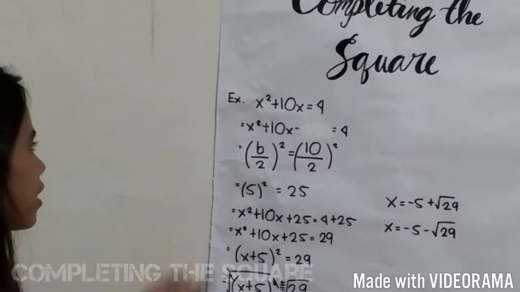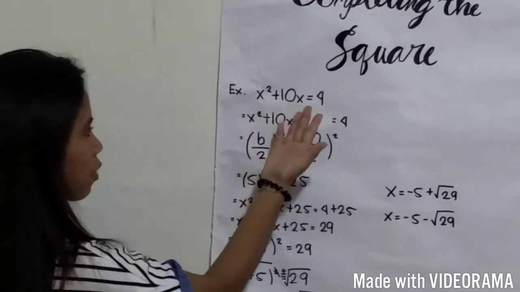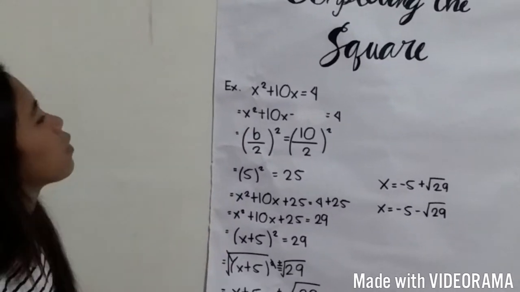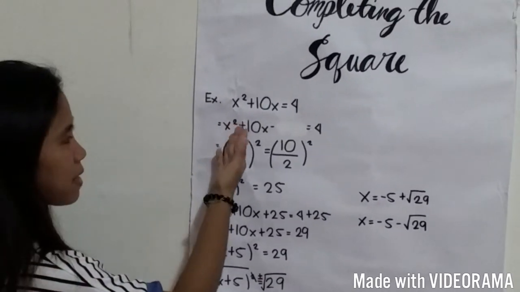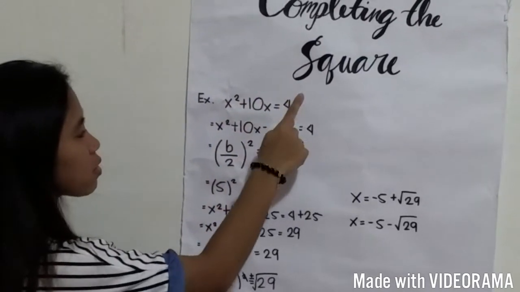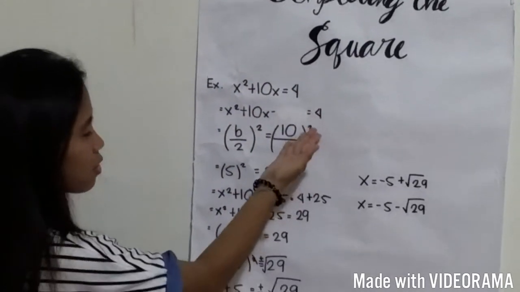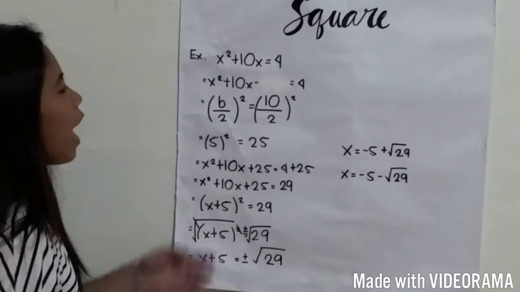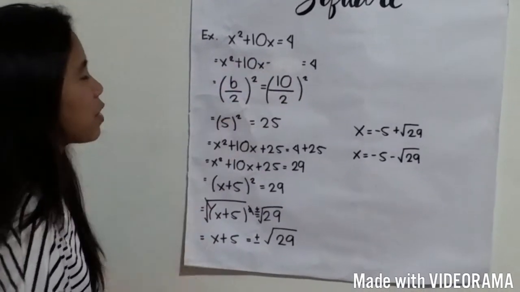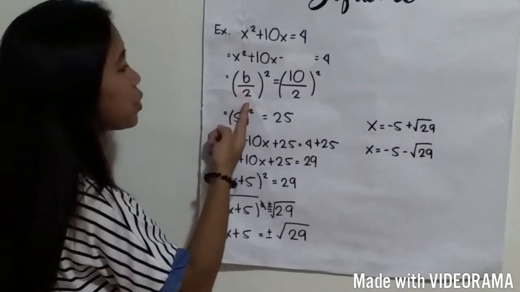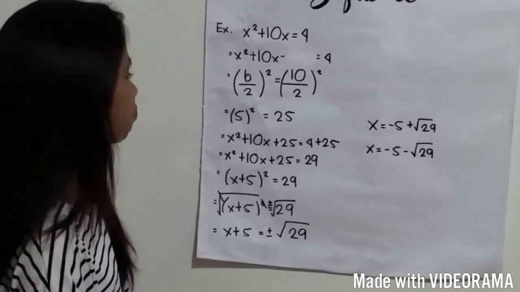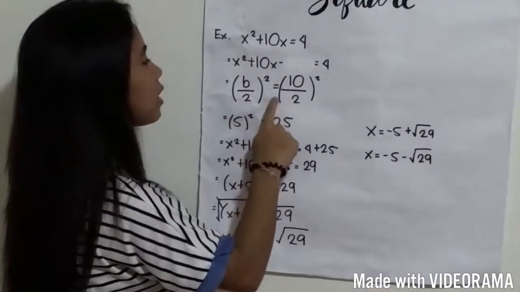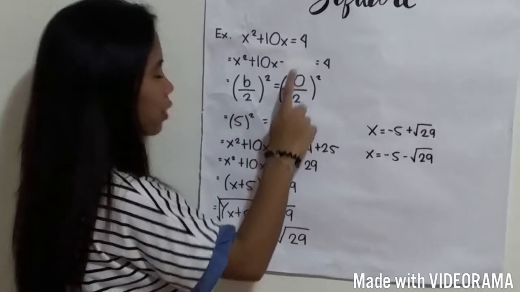Completing the square. The given equation is x squared plus 10x equals 4. This equation is not in standard form. We have x squared plus 10x with c already transposed, so we must find the missing value here. The formula to get the missing value is the quantity b over 2, squared. Now, the value of b is 10, so the quantity 10 over 2, squared.